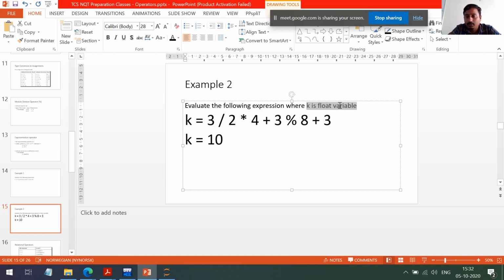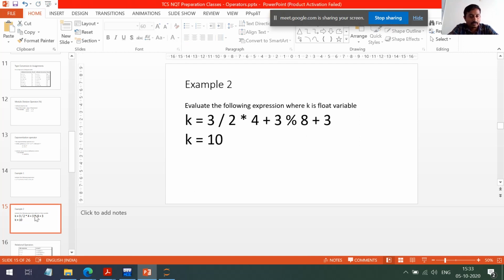As k is a float variable, this 10 will be promoted to a floating point number, so the actual result is k equals to 10.0. The type of the left hand side doesn't matter. First you have to evaluate the right part, then you assign that result to the left part. If k is an integer, the result will be only 10. So this is regarding arithmetic operators.